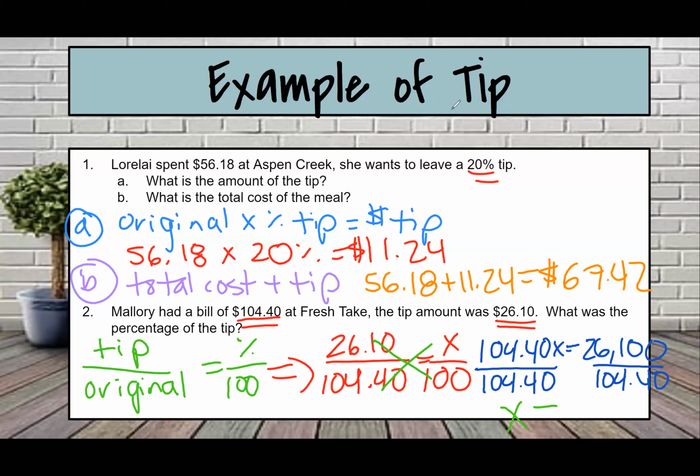So we have 2,610 divided by 104.40, which gives us 25. So our answer, what was the percentage of the tip? The tip would have been a 25% tip.